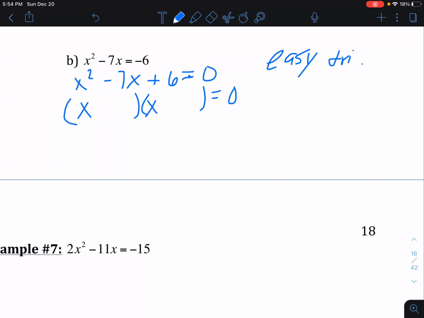What are your signs going to be? Remember, you look at C first. When the C is a plus, the signs are the same. Then we look at B and go, they're both minus. You should have your sign rules memorized from your notes from the other day. And then factors of 6 are 1 and 6 and 2 and 3. Remember, we need numbers that multiply to get 6 and add up to get 7. That would be these guys here. So they are your factors, x minus 1 and x minus 6.